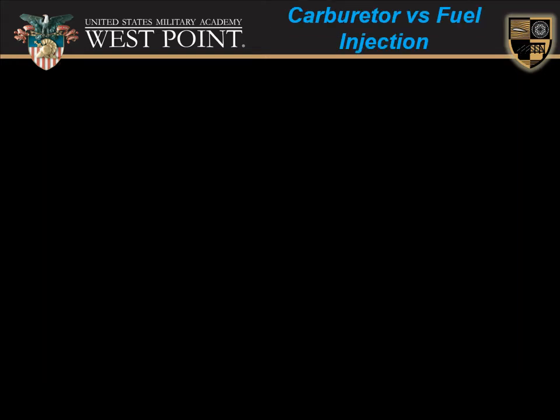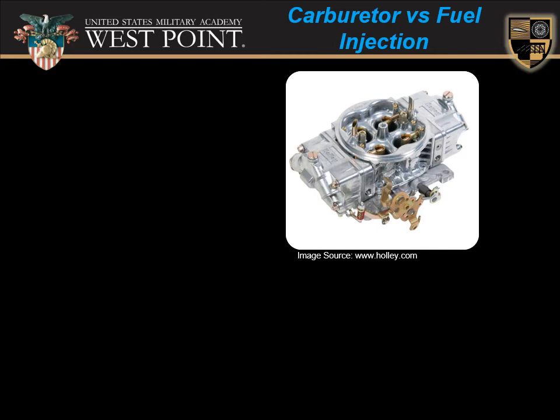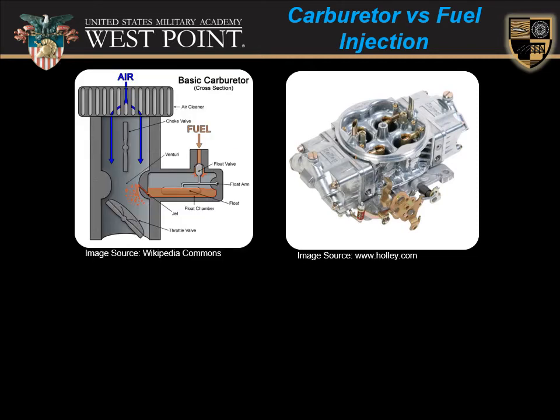Let's talk about the difference between a carburetor versus a fuel injector. So here we have a 4-barrel carb, so it has 4 carburetors combined into one. This is for a high-performance vehicle. Let's take a look at just a single barrel carb. This cross-section from Wikipedia Commons is a little bit easier to understand.